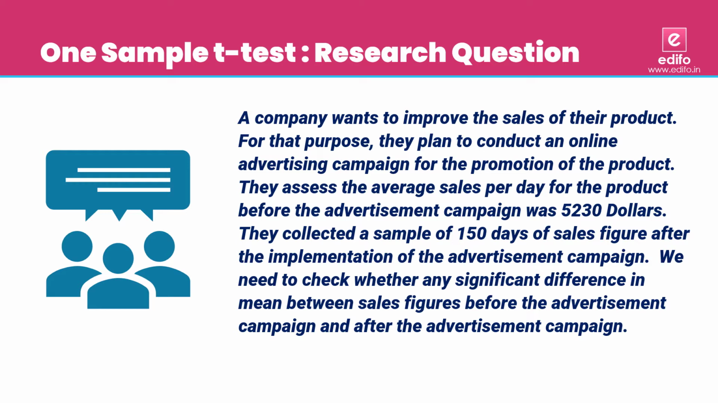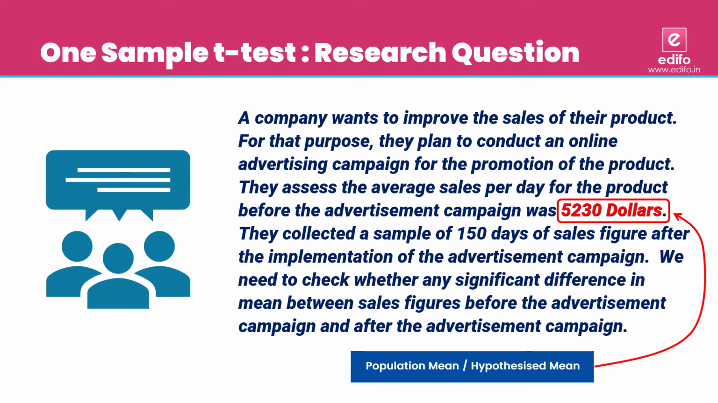We need to check whether there is any significant difference in mean between sales figures before the advertising campaign and after the advertising campaign. Here we have a known mean, or we can say the hypothesized mean, that is $5,250. We are going to compare this mean with the sample mean to check whether there is any significant difference between these two means. Next, we move to the hypothesis.